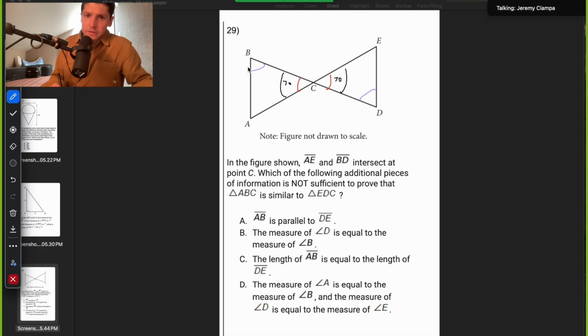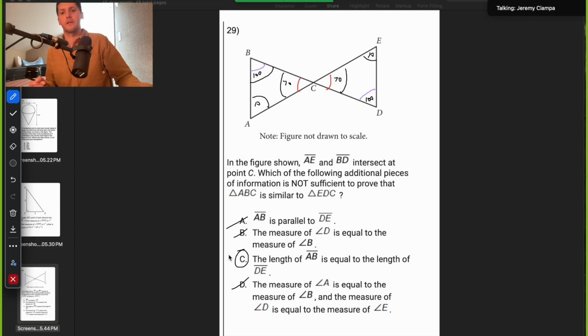Now, if these are equivalent, let's be weird about it and make it 100. If this is 100 and this is 100, then a triangle is 180 degrees. There's only 10 degrees left here. So 170 between these two angles means 10 degrees left here as well. Of course, now we've proved similarity. You could throw your own numbers in here. Similar, similar, and similar. C is the one that doesn't work.